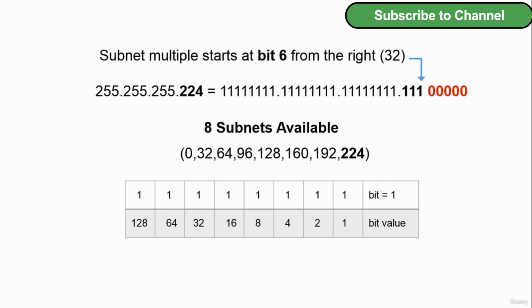And so there's 8 subnets available, 0, 32, 64, 96. I'm just adding 32 because it's a multiple. So there's 8 subnets from 0 right through to 224. That's where I'm getting the 8 subnets available, or network addresses. They're synonymous.